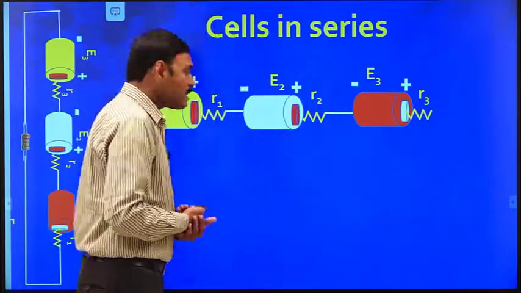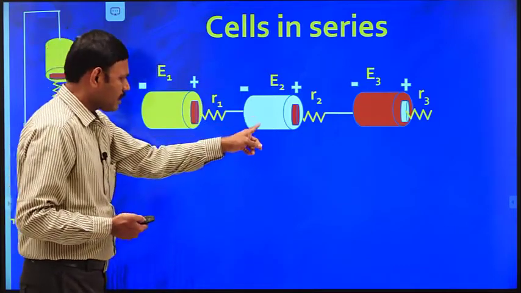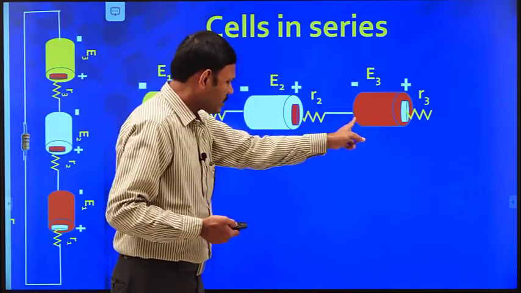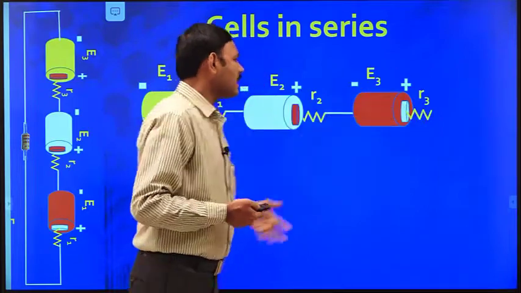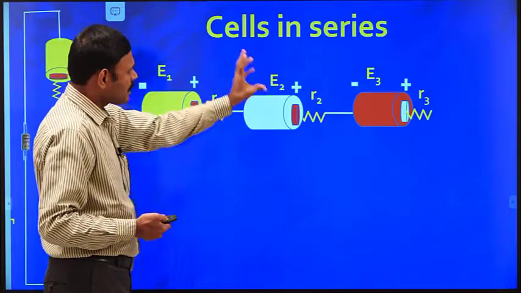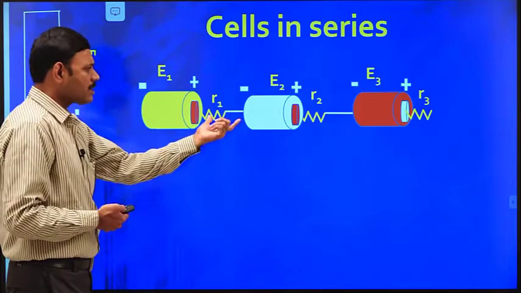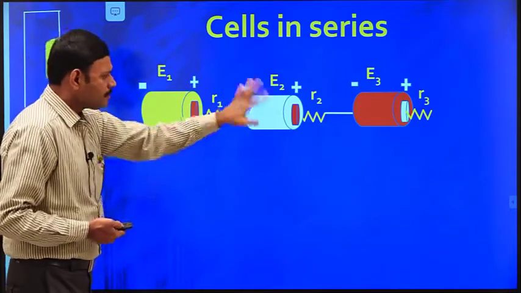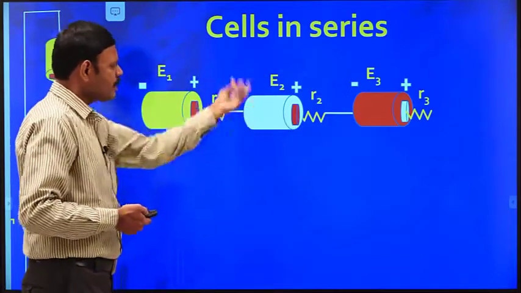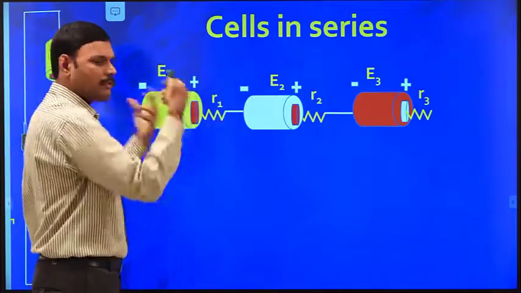For example, consider the three cells. Positive terminal of the first cell is connected to negative terminal of the second cell. In the same way, positive terminal of the second cell is connected to negative terminal of the third cell. If you continue this connection, this becomes the series combination of cells. Now cells are said to be in series. For the working of cells, we connect the series combination of cells. Now this combination of cells becomes a battery. By grouping up of cells in series, we get a battery.